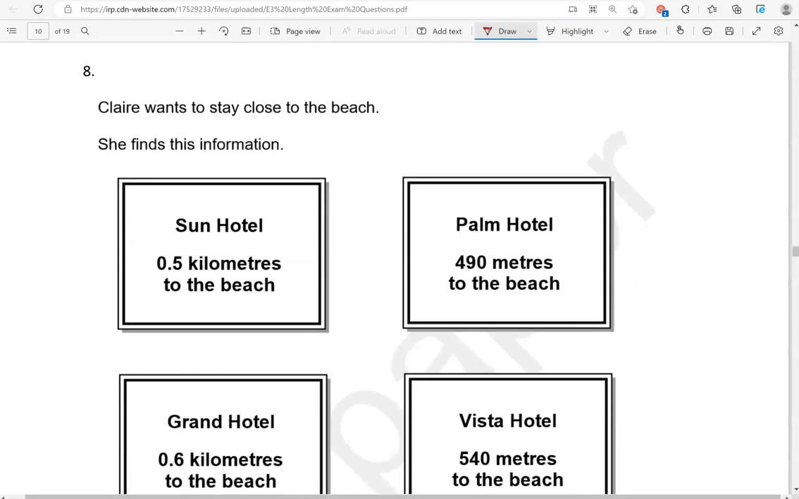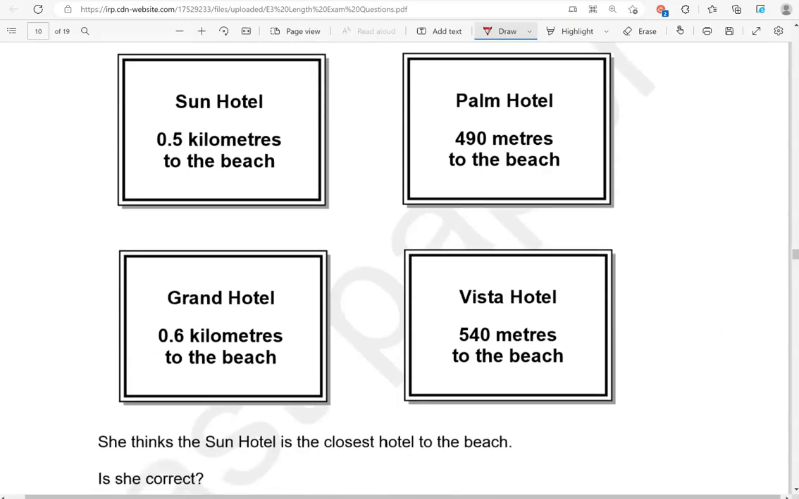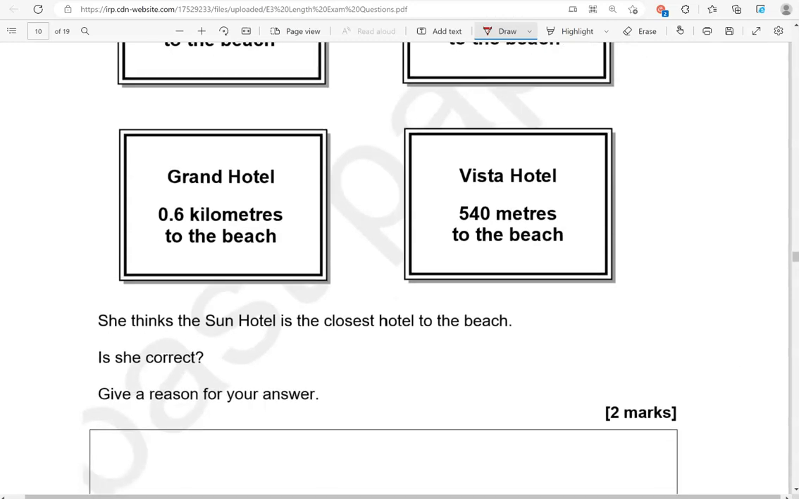Claire wants to stay close to the beach. She finds this information. Sun Hotel, 0.5 kilometers to the beach. Palm Hotel, 490 meters to the beach. Grand Hotel, 0.6 kilometers to the beach. Vista Hotel, 540 meters to the beach. She thinks the Sun Hotel is the closest hotel to the beach. Is she correct? Give a reason for your answer.